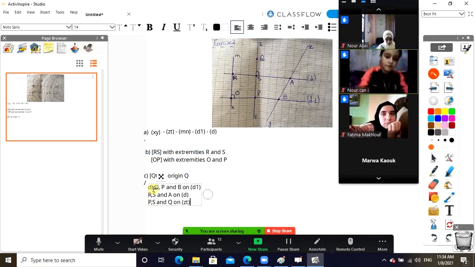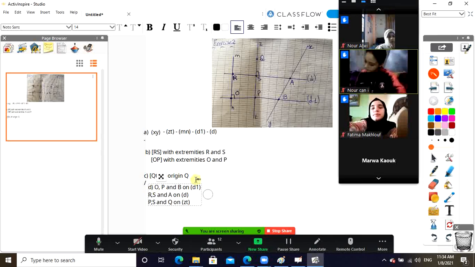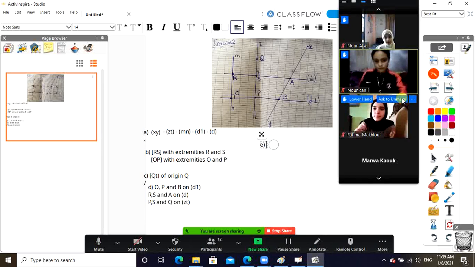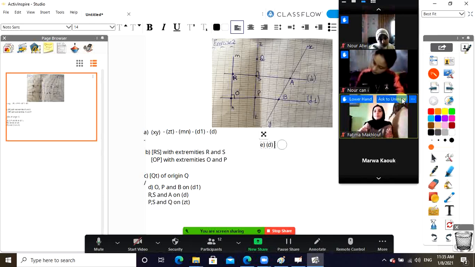Okay. Let's move to part E. Name 2 parallel lines, Fatima Makhlouf. Yes. 2 parallel lines, D and D1. Very good. D parallel to D1. And we write the symbol of parallel, like that.